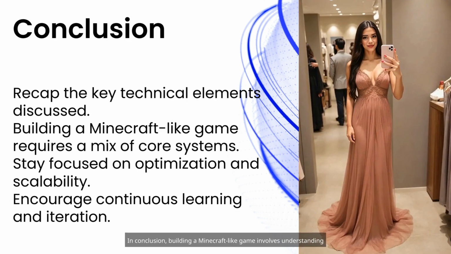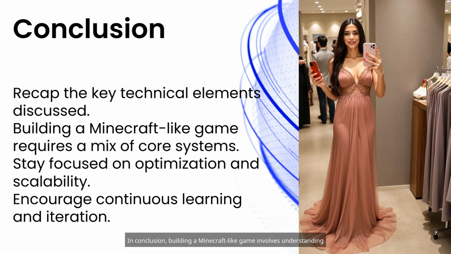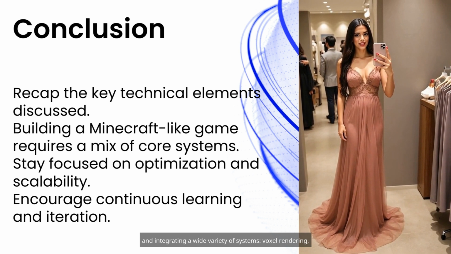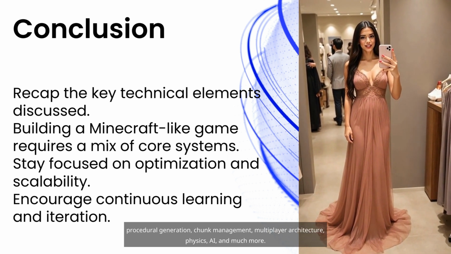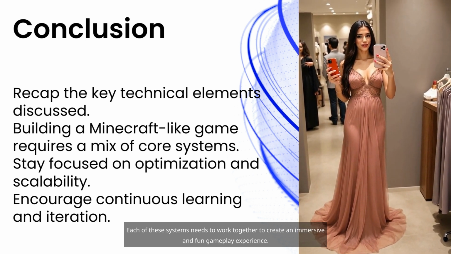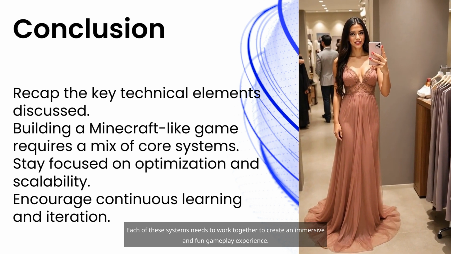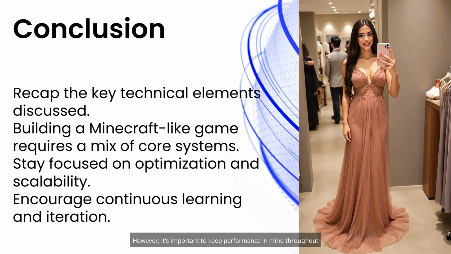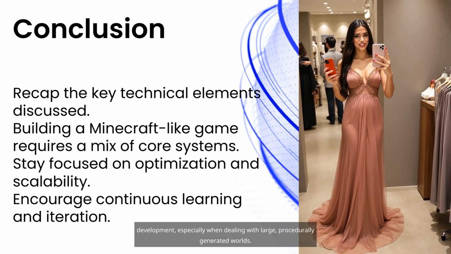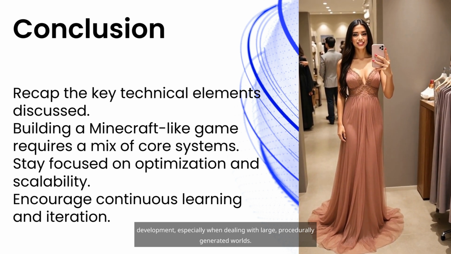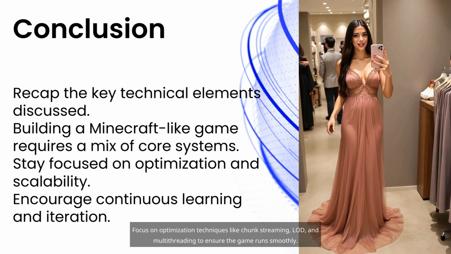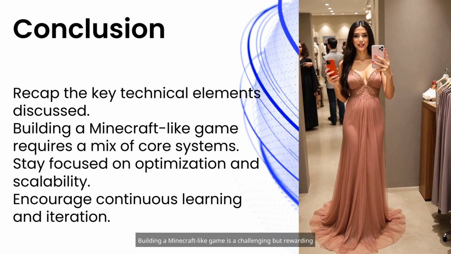In conclusion, building a Minecraft-like game involves understanding and integrating a wide variety of systems: voxel rendering, procedural generation, chunk management, multiplayer architecture, physics, AI, and much more. Each of these systems needs to work together to create an immersive and fun gameplay experience. However, it's important to keep performance in mind throughout development, especially when dealing with large, procedurally generated worlds. Focus on optimization techniques like chunk streaming, LOD, and multithreading to ensure the game runs smoothly.